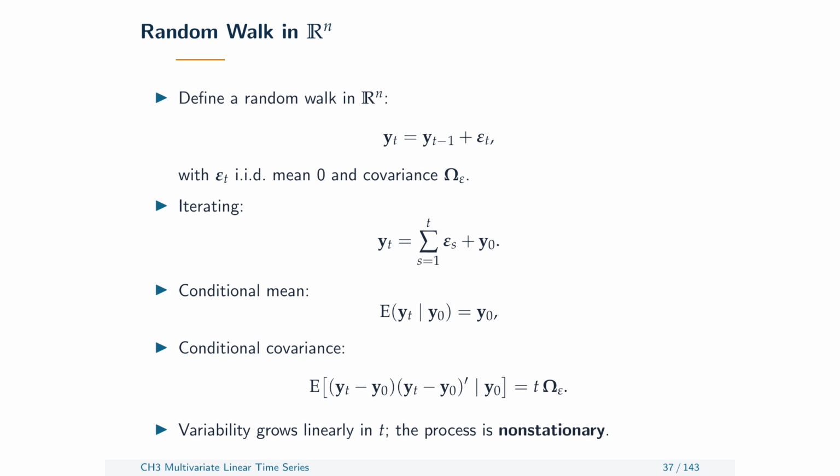A vector random walk equals its previous value plus a new innovation vector. Iterating shows that current y contains the sum of every past innovation. Its conditional mean stays at the initial value, but its conditional covariance grows linearly with time. The process is therefore not covariance stationary.